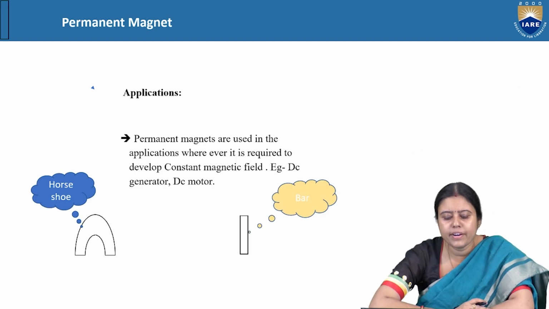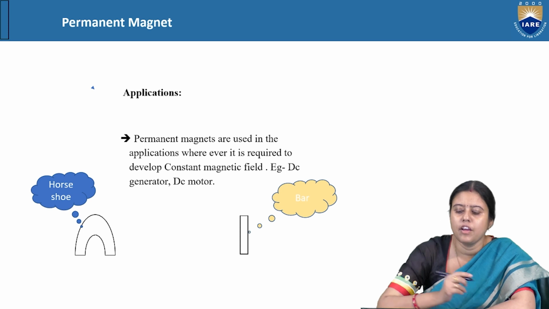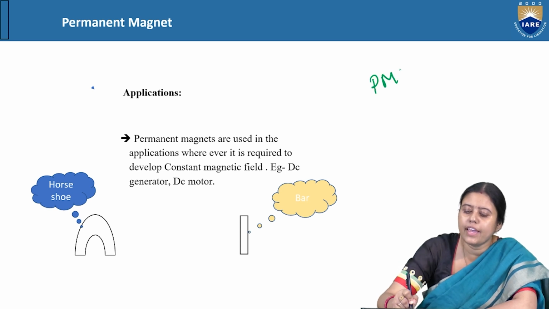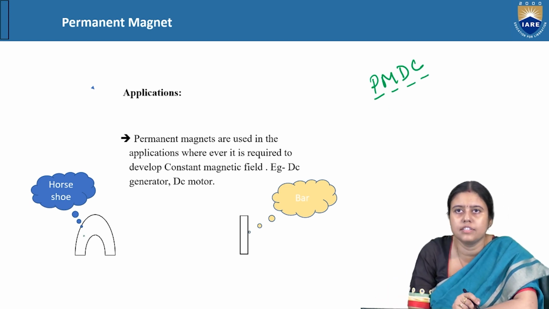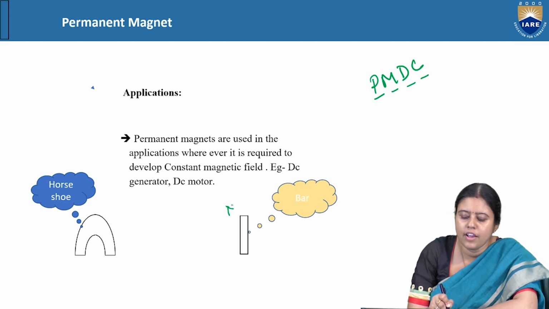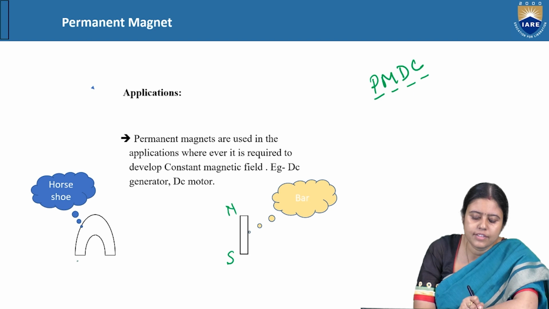Permanent magnets are used in applications where there is a requirement to develop a constant field. We can use the PMDC, permanent magnet DC motor. As I told, there are two types of shape: one is the bar, with North Pole and South Pole, and another one is the horseshoe.